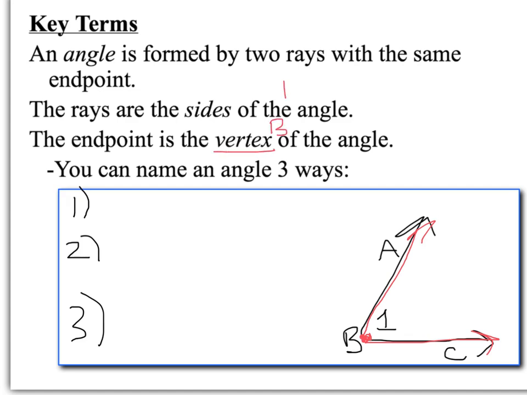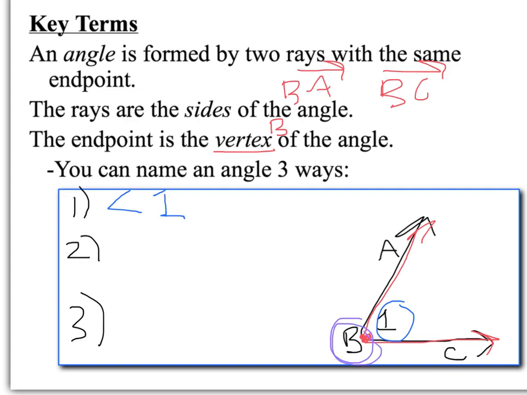And the sides here would be BA and BC. So there's three ways that we can describe or name angles. The first way is if there is a number at the vertex, or you could say inside of the angle right here. We could say that this is angle 1. The second way that we could name this angle would be by looking at just the vertex right here. And I could say that this is angle B because that is my vertex.